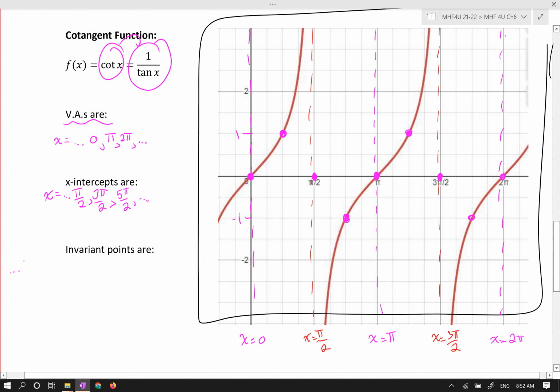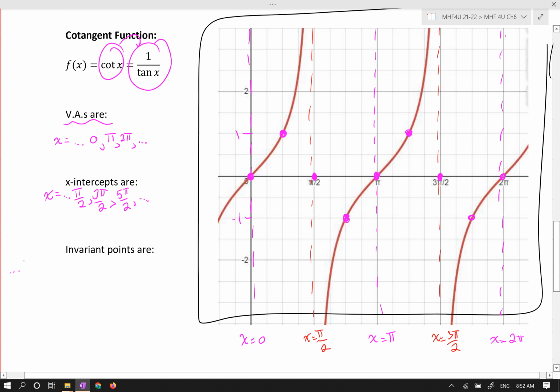You know what? I'll say pause the video and label them on your own, then come back. Good, so we see here, we're working at pi over 4, 3 pi over 4, 5 pi over 4, 7 pi over 4. That's enough of a pattern for us, and they alternate. The first invariant point is at positive 1, the next one at negative 1, the next positive 1, the next negative 1.